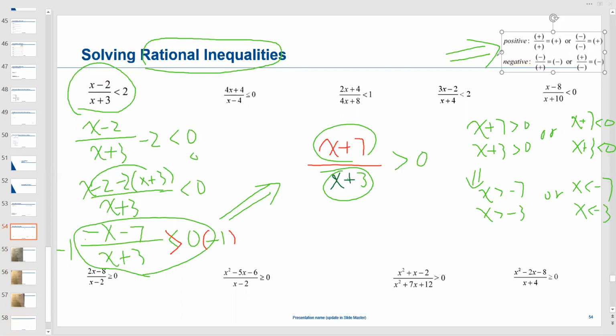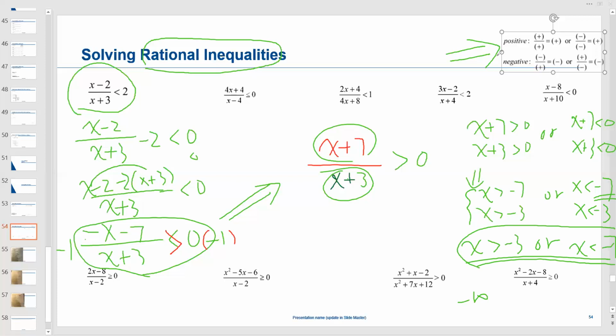So after combining these two, which one is bigger? -3 is bigger, right? So here is -3. And for x less than, which one is smaller? Actually -7, right? So the result is this part. Actually, the result is this part.